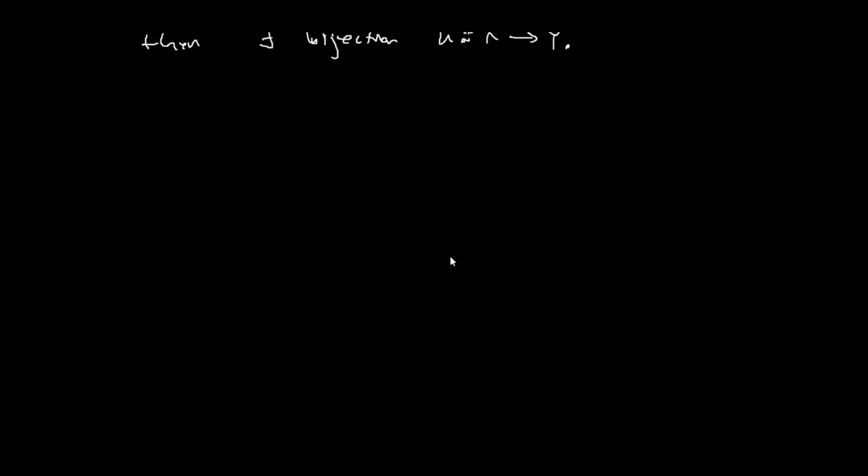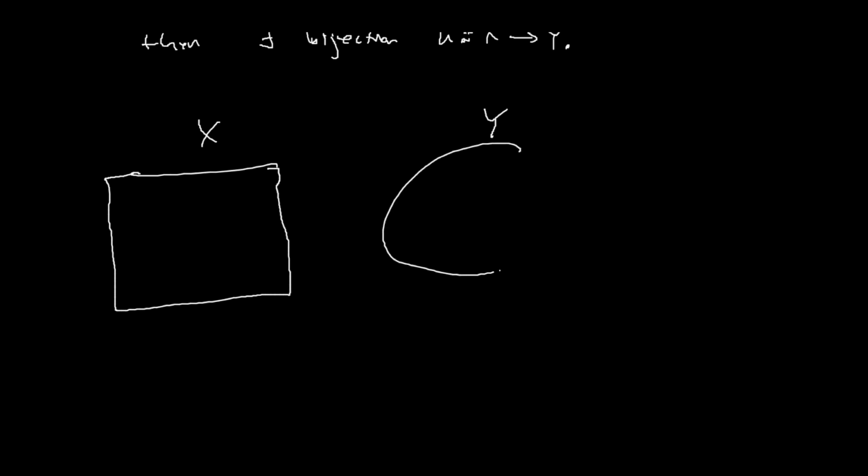Okay, so I'm going to start with the visual representation, and I'm going to depict the set X by a square. I'm going to depict Y by a circle. So, since by hypothesis there's an injection f from X to Y, we can imagine a kind of embedding that takes the square X and embeds it in the circle Y, like this. And this is done by the function f.